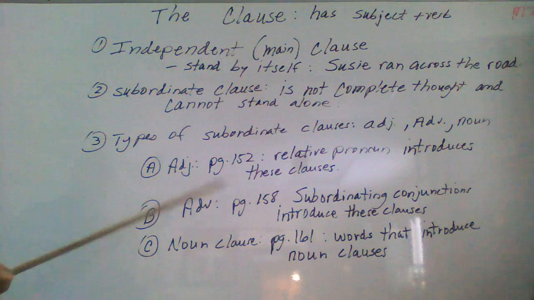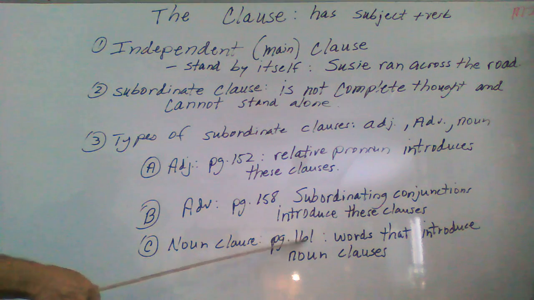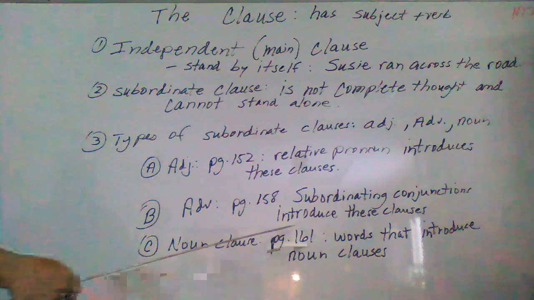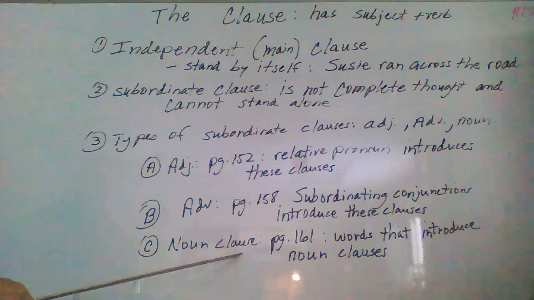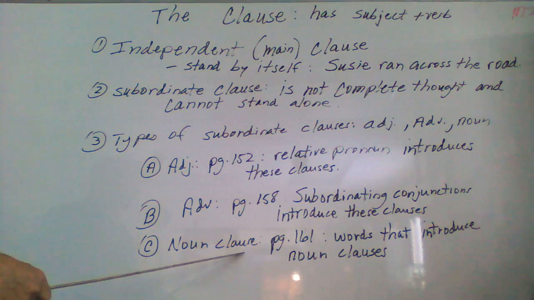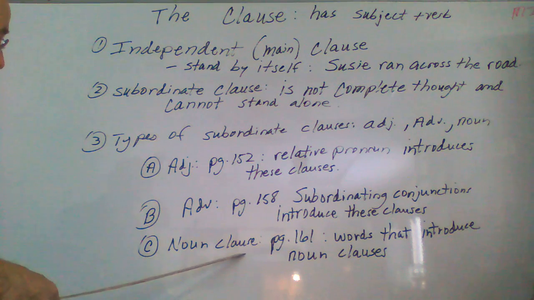Okay. The last one is the noun clause. Go to page 161, and that gives the key words: that, what, whatever, who, whom, whoever, and whomever. If I see those, they're more than likely going to be a noun clause. Now, sometimes we have some that overlap, so you have to be careful with that. Remember, a noun clause is going to be used as a subject or the direct object most of the time.